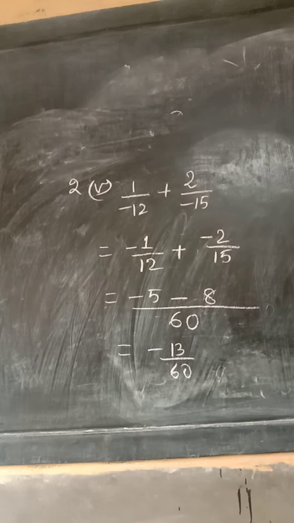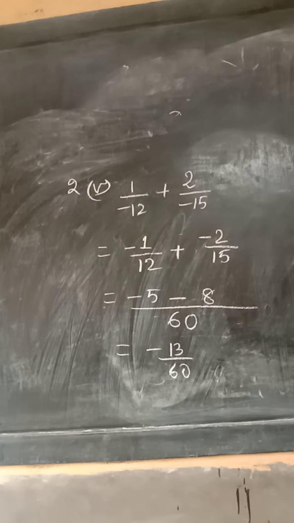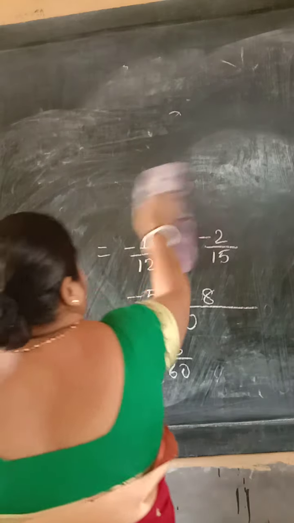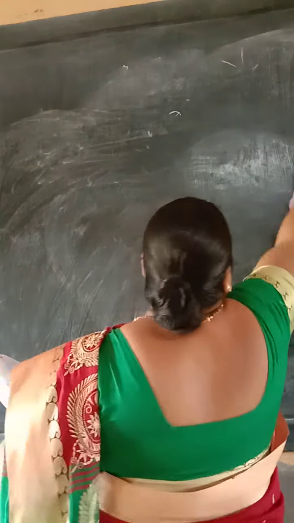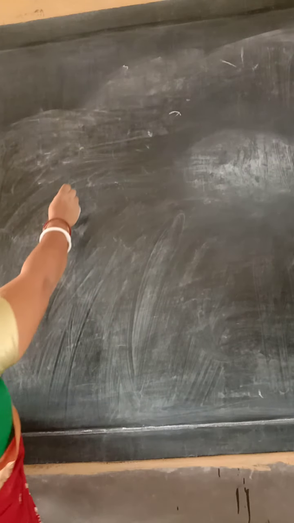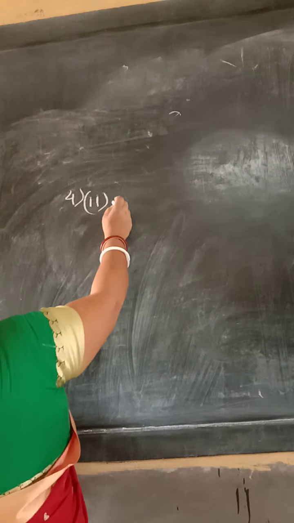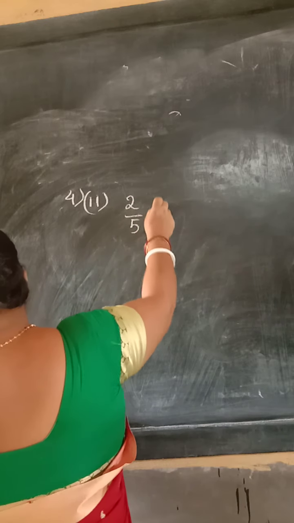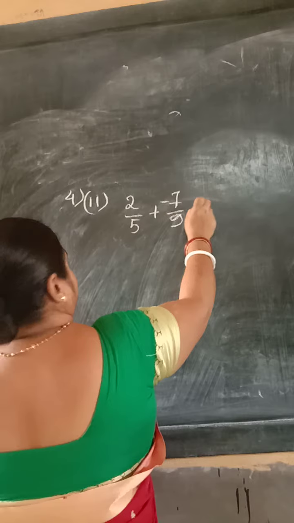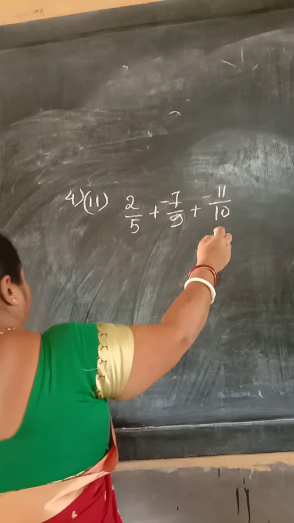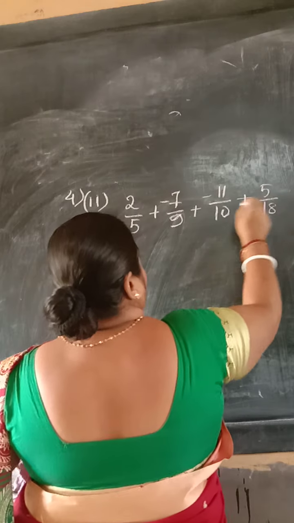Here they have asked, using appropriate properties, find the sum. You can see all the rational numbers are added with each other. So which property will it be following? It will be following the closure property because the sum of rational numbers is a rational number. So we'll be adding it as we used to add fractions. Just see question number 4, which is given 2 by 5 plus minus 7 by 9 plus minus 11 by 10 plus 5 by 18.